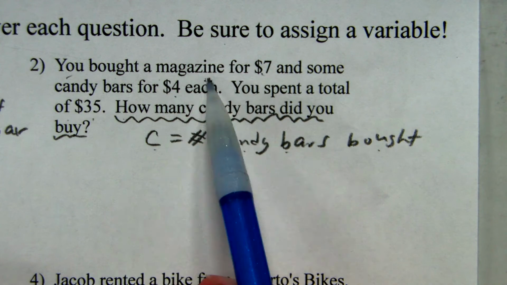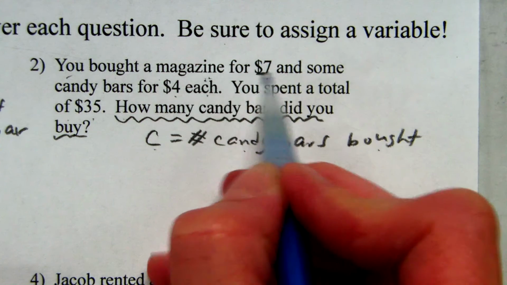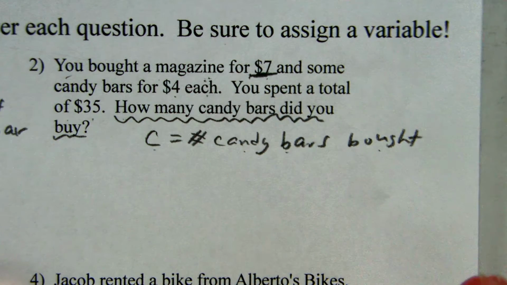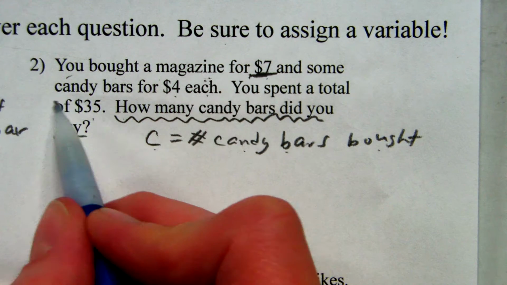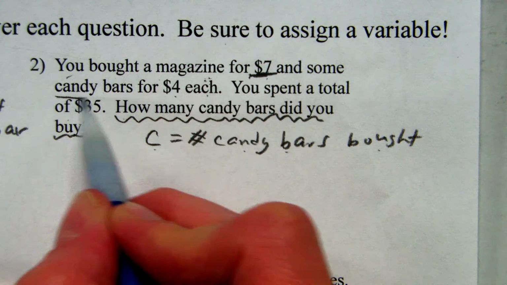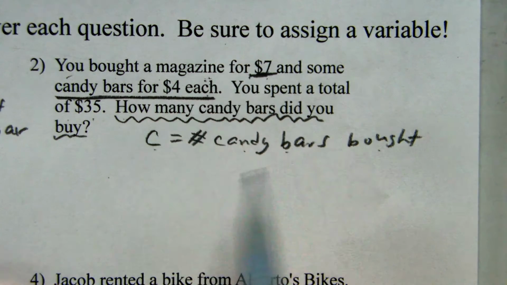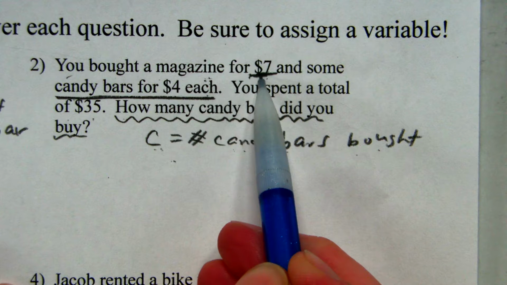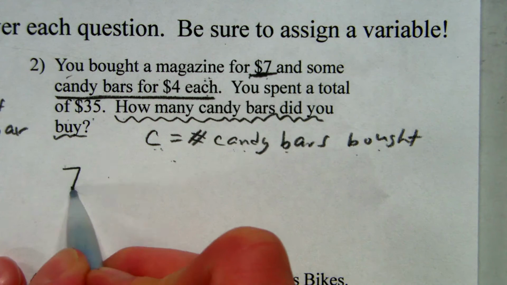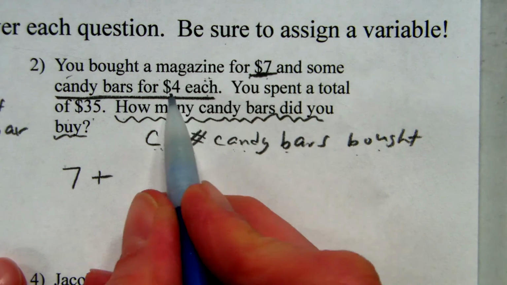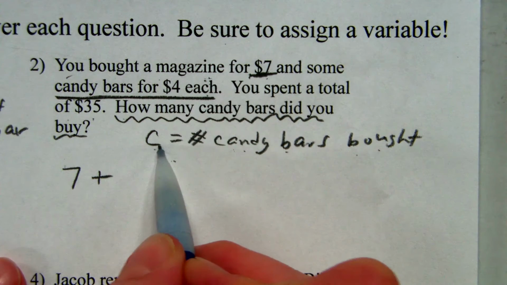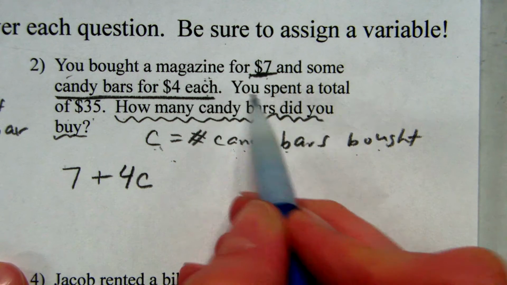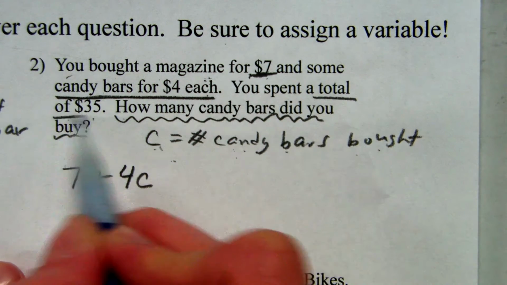So you bought a magazine for $7. So we know $7 is just a concrete number. That's what they spent. And then some candy bars for $4 each. We don't know how many. That's what we're looking for. C is the number of candy bars. So we can represent that with an expression. We're starting with $7, and then we're going to have $4 times however many candy bars they bought. So 4C. And then it says you spent a total of $35.